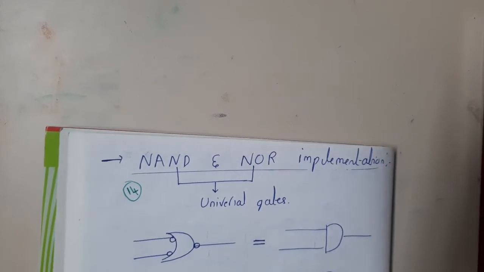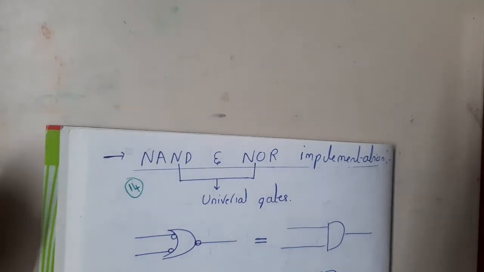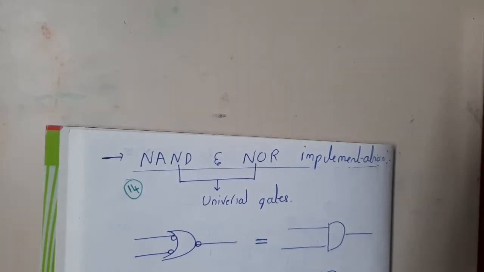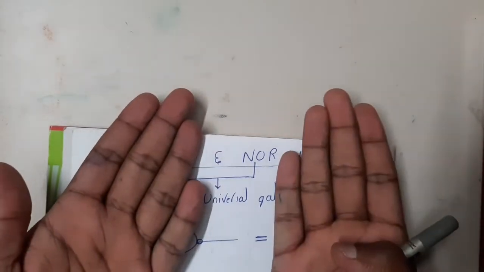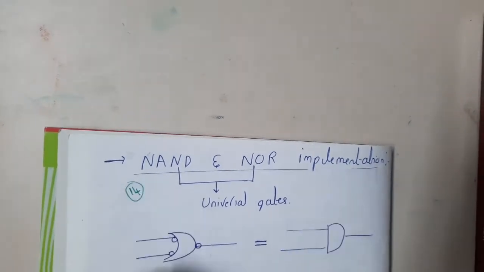So now let us continue with the NAND NOR implementation. The first thing that you should remember is that previously I told you NAND and NOR are universal gates. So your first question will be, then with the NAND or with the NOR, can I represent everything? The answer is yes, you can represent them.